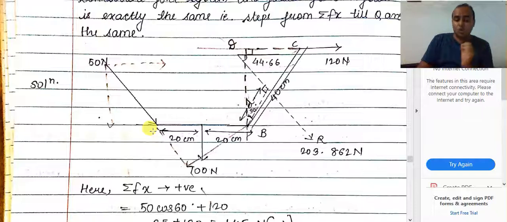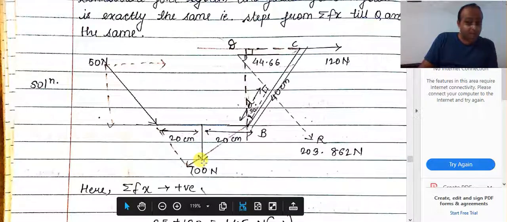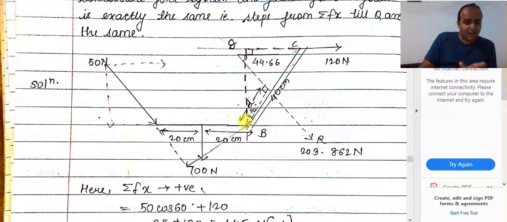Since I have taken the clockwise sense as positive, this first force into the perpendicular distance is taken as negative. That is minus 50 sine 60 into 40 centimeter. Similarly, for the 100 Newton force, since it goes down, I will be sitting at point B. Just hinge your thumb at point B, and with the help of the finger, try to rotate the force. Again, it will be rotating in anti-clockwise sense. That is why minus 100 into 20.